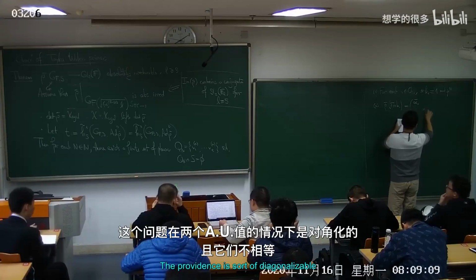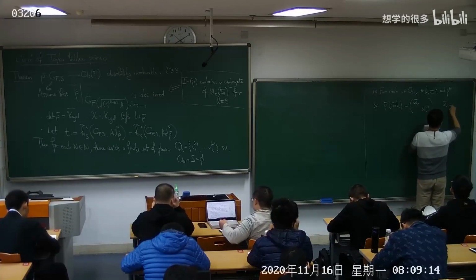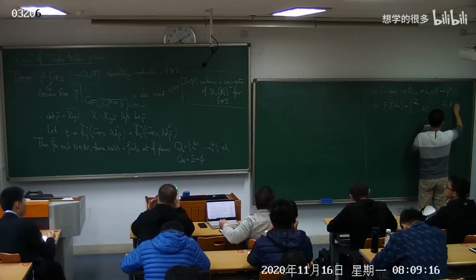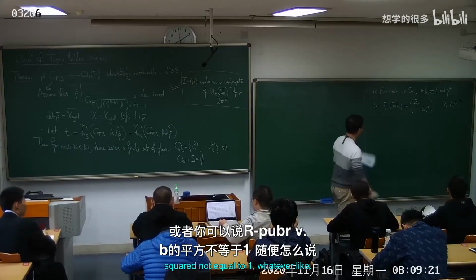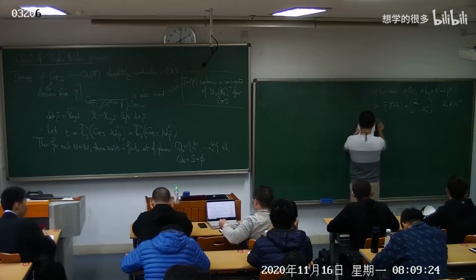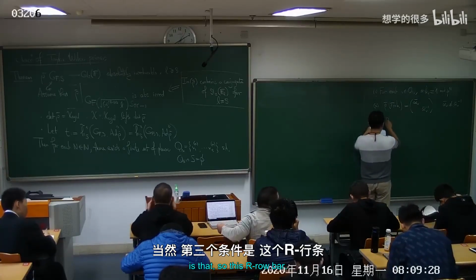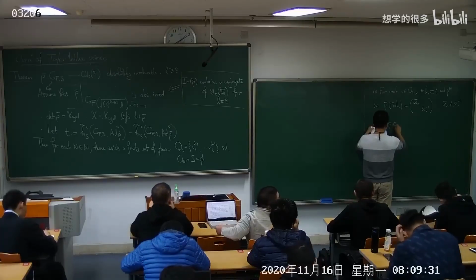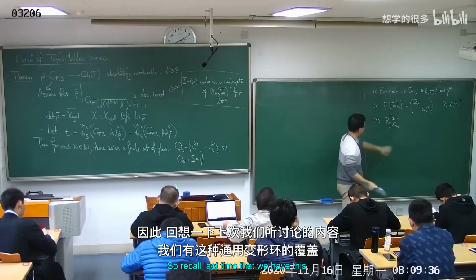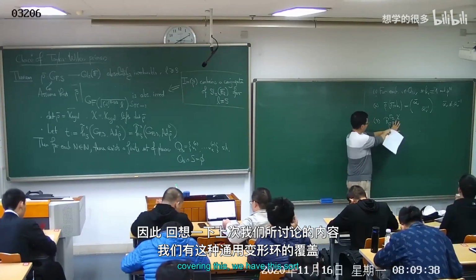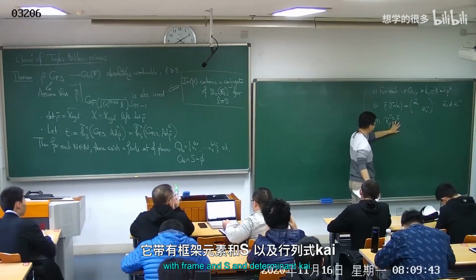The Frobenius is diagonalizable with two eigenvalues, and they are not equal. Or you can say alpha bar v squared is not equal to 1, whatever you like. Thirdly, the third condition is about this R rho bar. Recall last time that we have this universal deformation ring with framing at S and determinant chi.